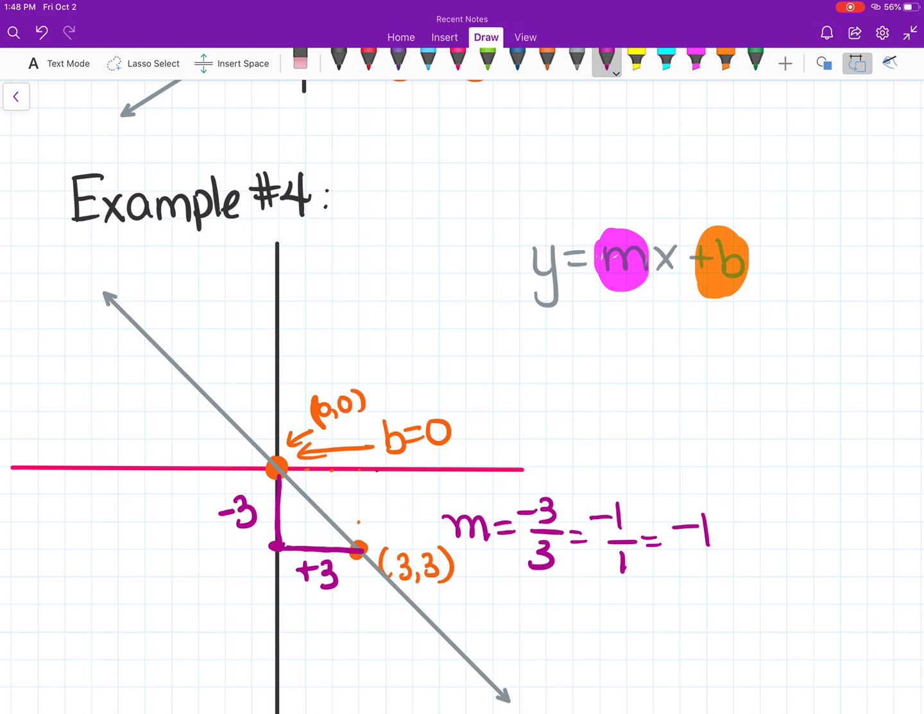All right, let's put this all back in our equation. Do I know my m? Negative 1. The x needs to be in there. Do I know my b? It's 0. Is there a simpler way of writing this? Yeah, there is. Look at how simple I can write this.